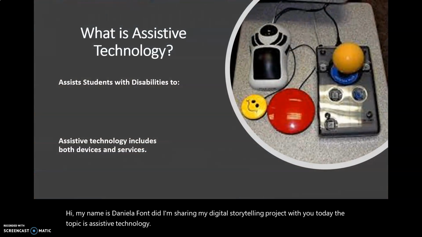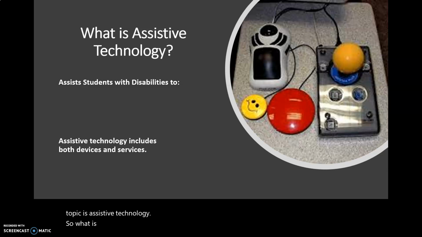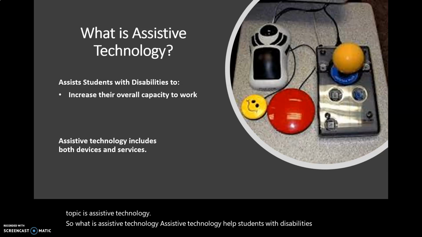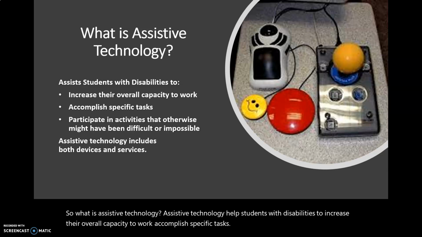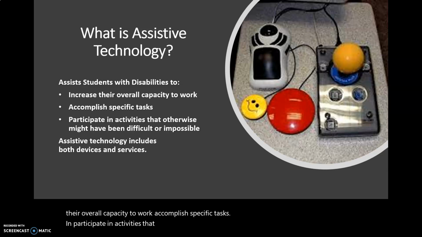So, what is assistive technology? Assistive technology helps students with disabilities to increase their overall capacity to work, accomplish specific tasks, and participate in activities that otherwise might have been difficult or impossible. Assistive technology includes both devices and services.